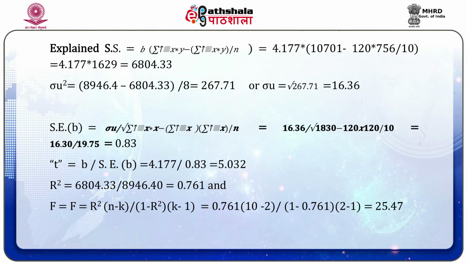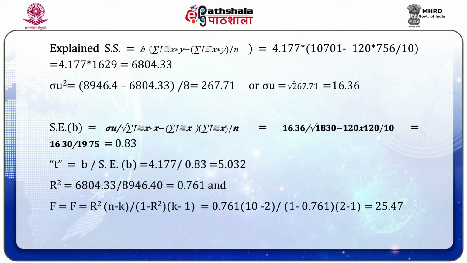is equal to 4.177 into (10,701 minus 120 into 756 upon 10), which is equal to 4.177 into 1629, which is equal to 6804.33. Sigma mu square is equal to (8,946.4 minus 6,804.33) upon 8, which is equal to 267.71, or sigma mu is equal to under root 267.71, which is equal to 16.36.